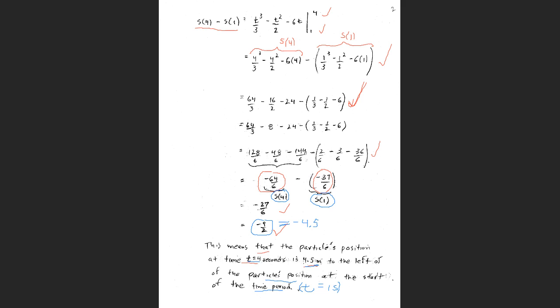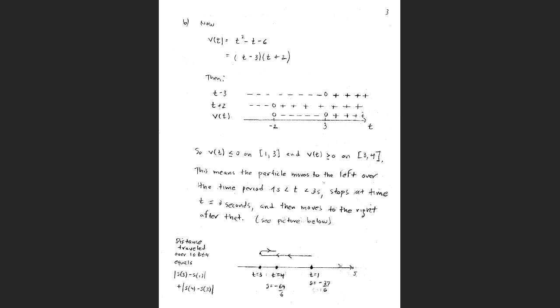Now part B says, find the distance traveled during the time period. For distance, we have to study how the particle acts. To help you understand how we're going to get this, let's analyze the velocity. The velocity function is t squared minus t minus 6. That factors as (t minus 3) times (t plus 2).